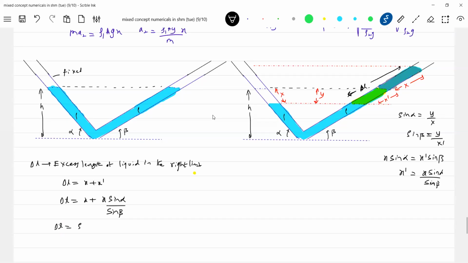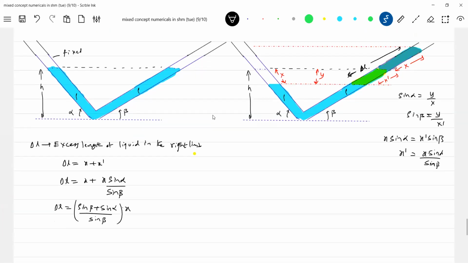Delta L is equal to x sine beta. So this excess length of liquid column in the right limb will provide restoring force. This statement is very important. Restoring force to the total liquid column.